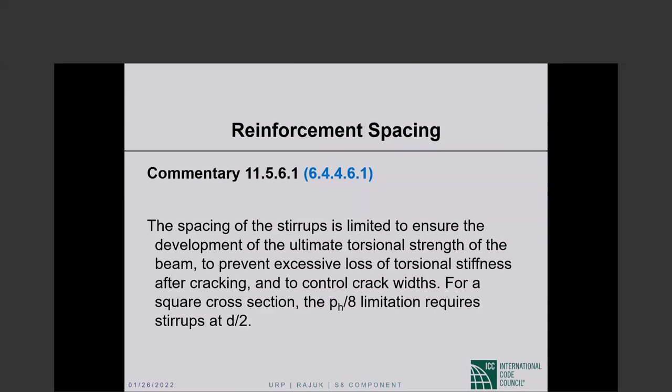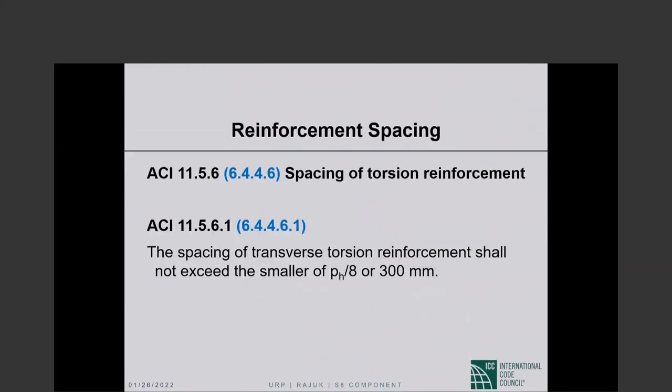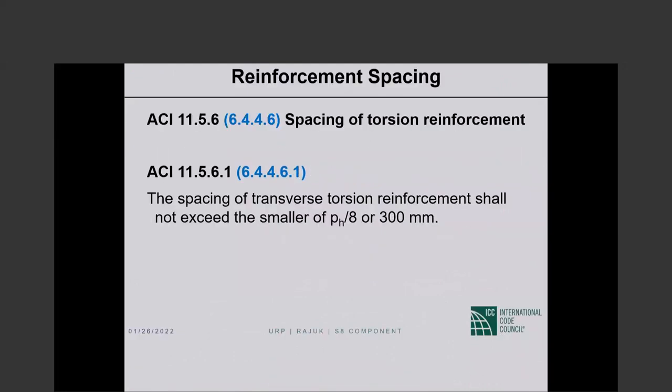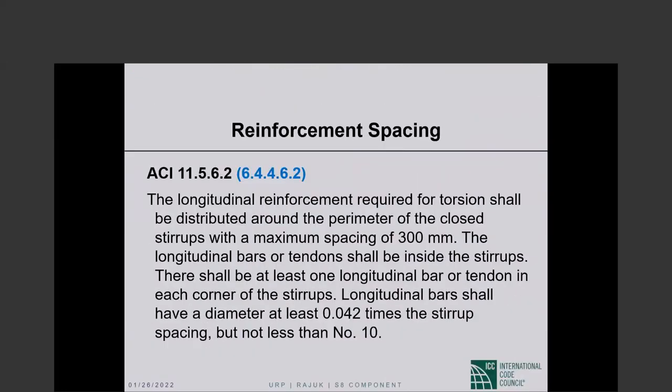For a square cross-section, the P sub H over 8 limitation requires stirrups at D over 2, 1/2 of the effective depth. Okay. So it is P sub H over 8 or 300 millimeters, whichever is the smaller of the two. The longitudinal reinforcement required for torsion shall be distributed around the perimeter of the closed stirrups. So flexural steel would be at top and bottom, but this reinforcement is around the perimeter with a maximum spacing of 300 millimeters. The longitudinal bars or tendons shall be inside the stirrups, very, very specific.